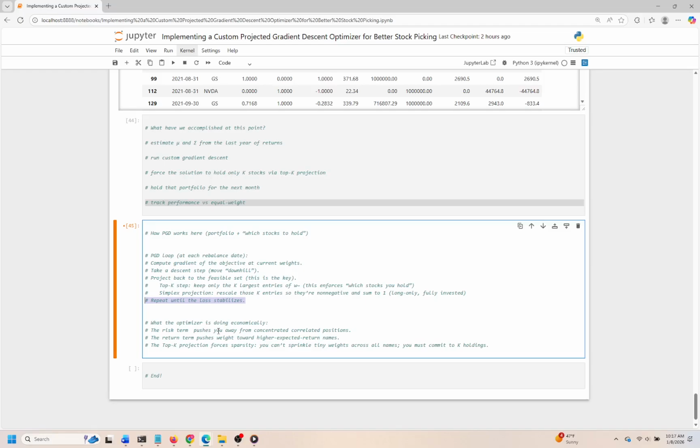Economically, this optimization balances two crucial factors. On one side, the risk term encourages diversification, pushing us away from over-concentrated positions in correlated stocks. On the other, the return term favors higher expected return stocks by adjusting weight assignments towards those identified names. Additionally, the top K projection introduces a degree of sparsity, compelling the algorithm to prioritize a select group of holdings rather than diffusing investments too thinly.